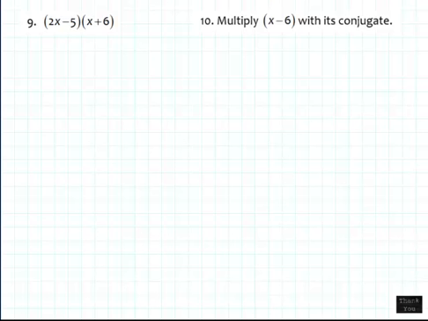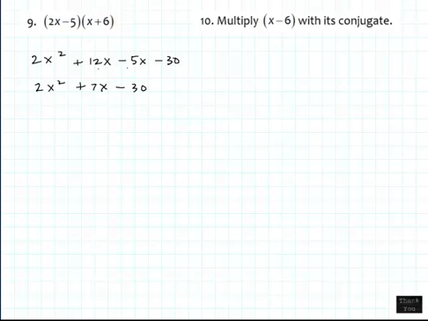Another problem similar. First times the first, 2x times x. First times the last, 2x times the 6. Last one times the first. And the last times the last. Combine the 2 terms there in the middle because they are alike. 12x here minus 5x. Be 7x minus 30.